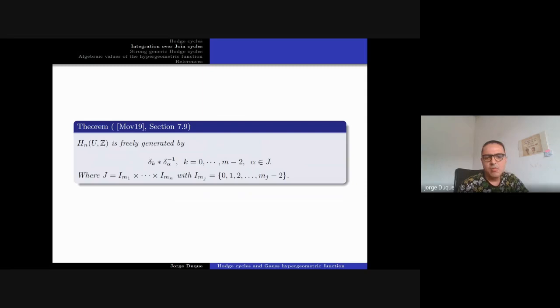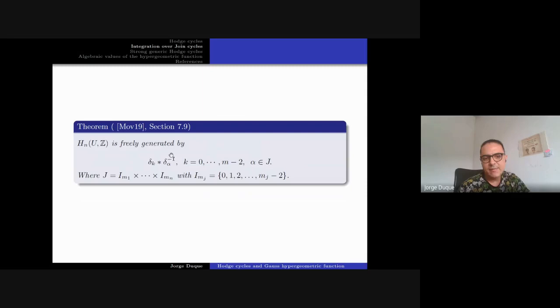For this, we take a basis of vanishing cycles of the homology of P equal to B, and a basis of vanishing cycles of the n minus one homology of G equal to minus B. And then we consider their joint cycles, and this is a basis for this homology.